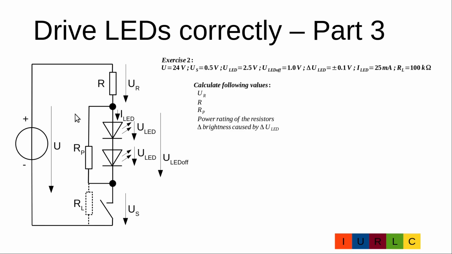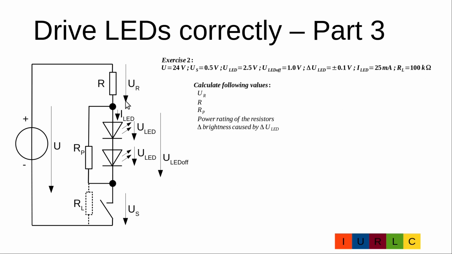Exercise 2. The supply voltage U is 24 volt. The voltage drop on the switching transistor is 0.5 volt. The forward voltage of each LED is 2.5 volt. The off voltage of the LED should be set to 1 volt. The tolerance of the forward voltage is plus minus 0.1 volt. The current through the LEDs should be set to 25 milliamp and the leakage resistance RL is 100 kilo ohm.